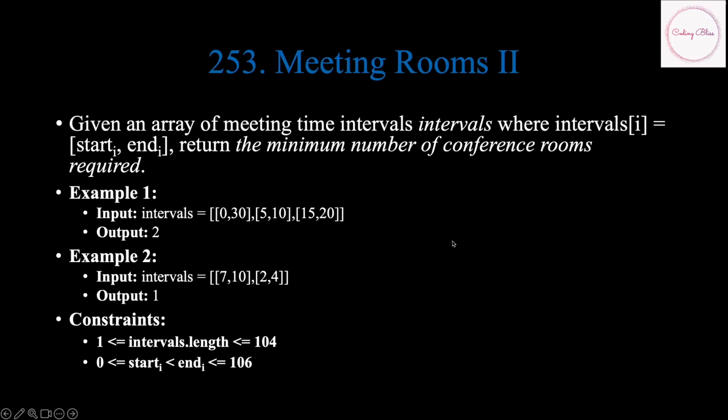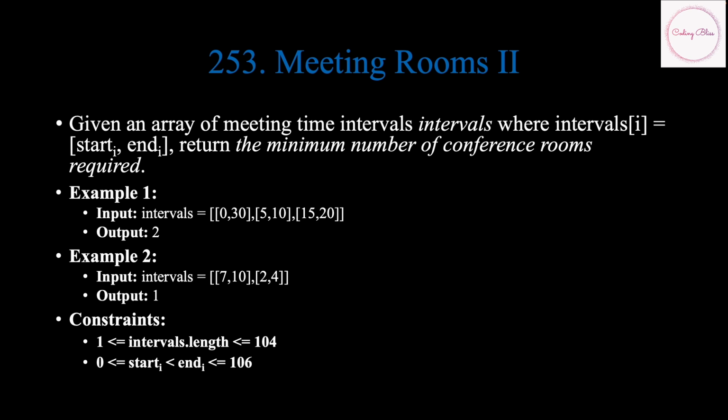Hi everyone. Today let's look at the LeetCode problem 253, Meeting Rooms 2. Given an array of meeting time intervals where intervals[i] = [start_i, end_i]. So you are given the meeting time intervals, basically an array of intervals.